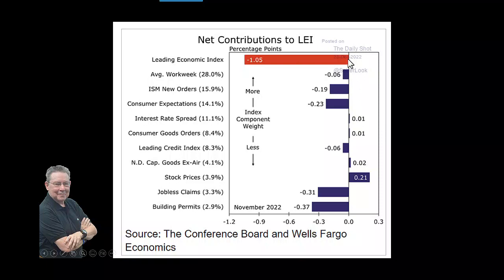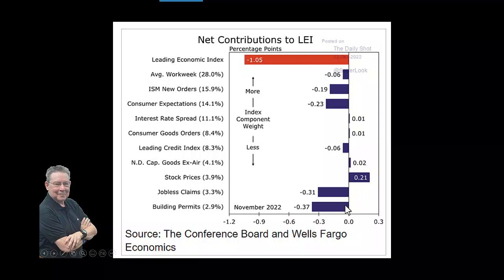Now let's break down the LEI as it is now. As you saw in the chart two charts ago, it was down about a full percentage point in one month, which is a lot. Now what's really happening? These are all leading indicators of the economy, and you can see the majority of them are negative. The only positive one was stock market prices. We'll talk about that in our next video, where I'm going to focus 100% on the stock market.